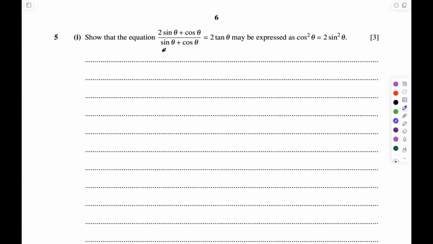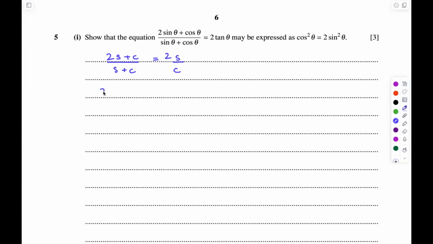Question 5, part 1, we have to show that the equation 2 sine plus cos upon sine plus cos equals 2 tan may be expressed as cos squared equals 2 sine squared. So in the first step, to prove, we can write it as 2 sine plus cos upon sine plus cos. And we know that the identity for tan is sine upon cos. So we can write 2 into sine upon cos.